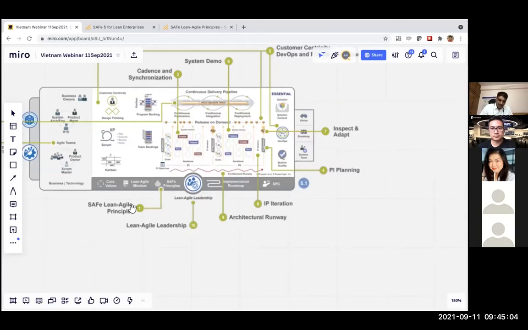Any thoughts on cadence and synchronization and the PA planning? I already see a question. Okay. Is this mainly focused on product tech delivery? Where can business and operational teams fit in the picture?